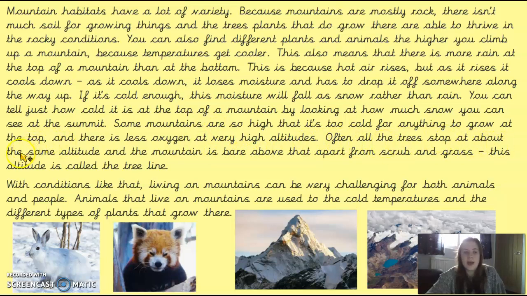Often all the trees stop at about the same altitude and the mountain is bare above that part apart from scrub and grass. This altitude is called the tree line. So there's a line called the tree line where any trees or plants stop growing because the temperature gets too cold, and the oxygen isn't sufficient.